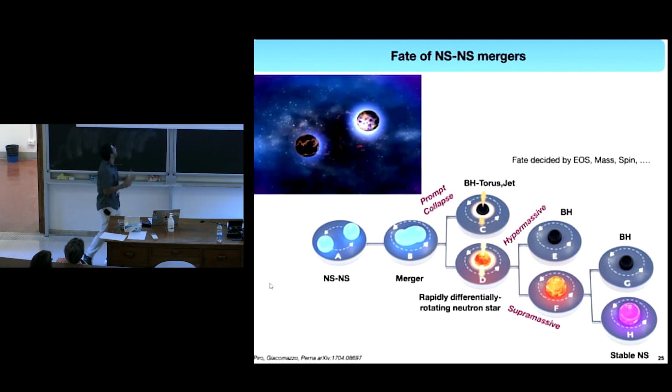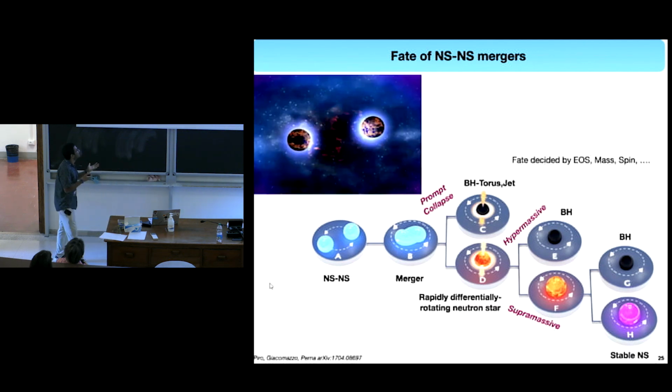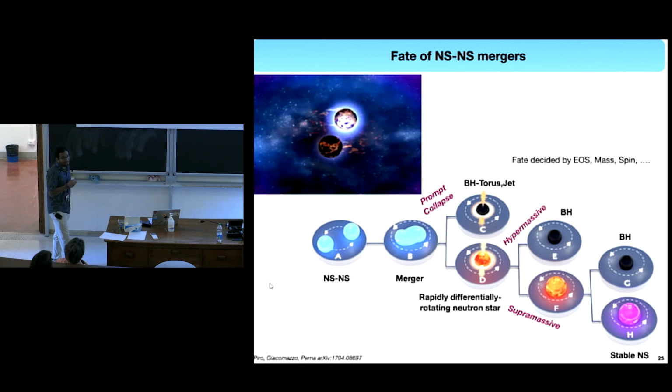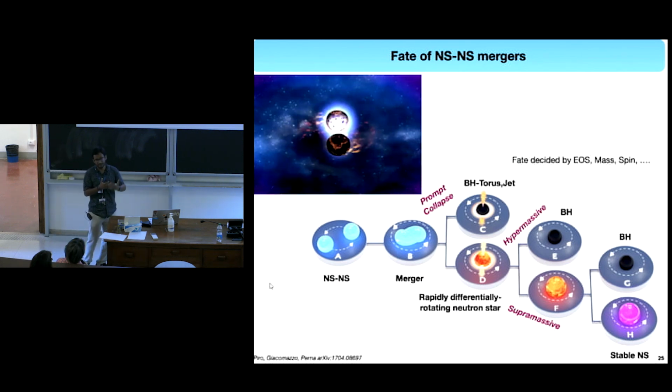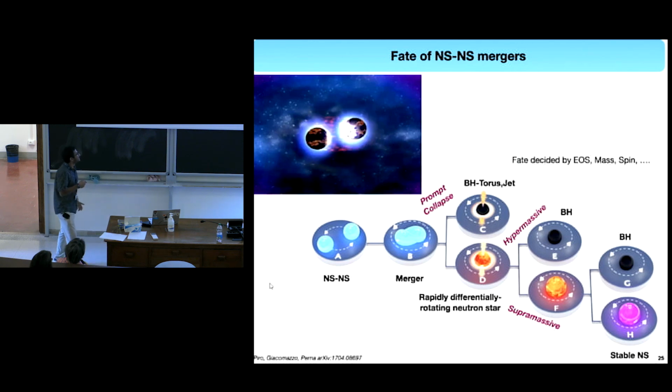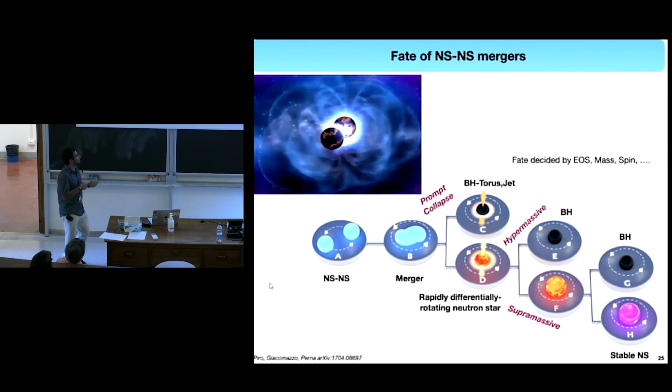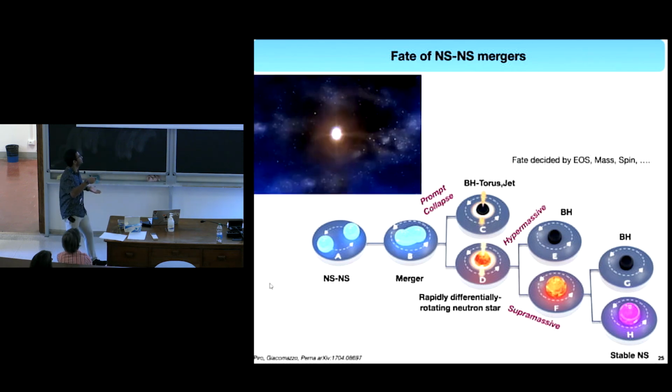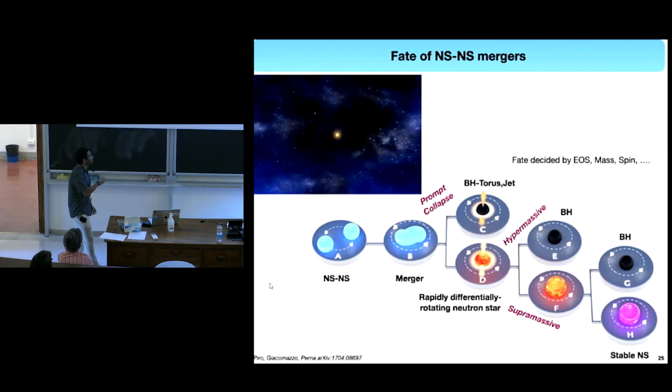So here is a binary neutron star merger. Once you have the merger, you can have various scenarios. You can have a prompt collapse to a black hole system, where you have a black hole torus and a jet that is associated. In some cases, you can have hypermassive or supermassive remnants. If it is hypermassive, it collapses to a black hole on dynamical timescales. If it is supermassive, it can either collapse to a black hole in order 10 to the power 5 or 6 seconds, or you can have a stable neutron star, which is what I show over here.